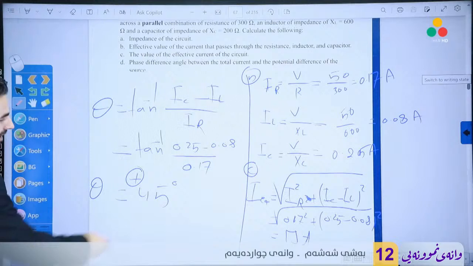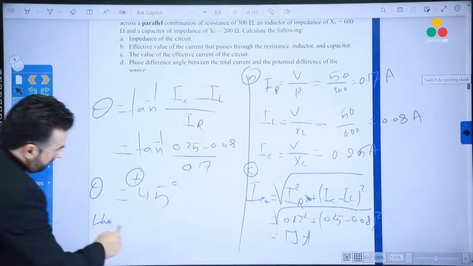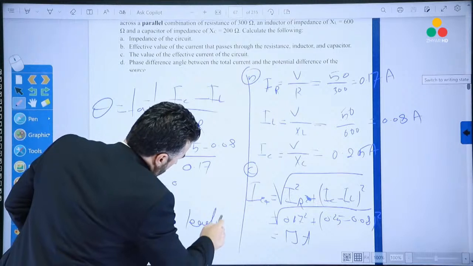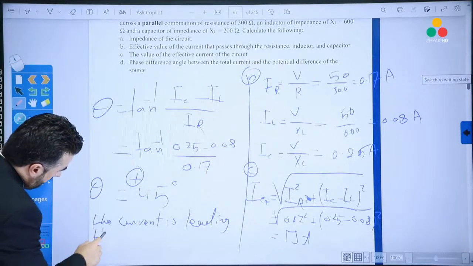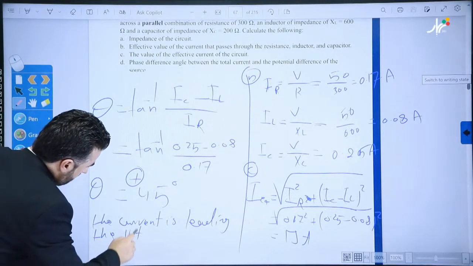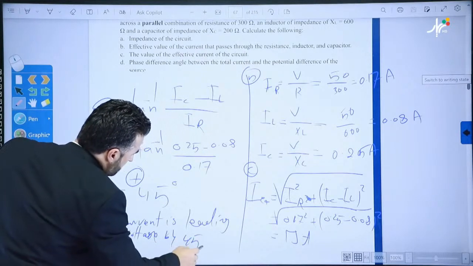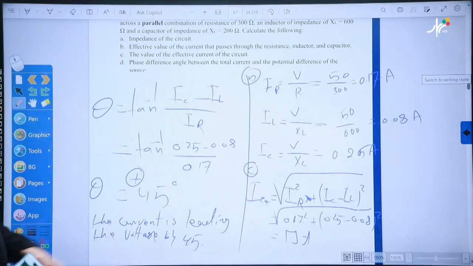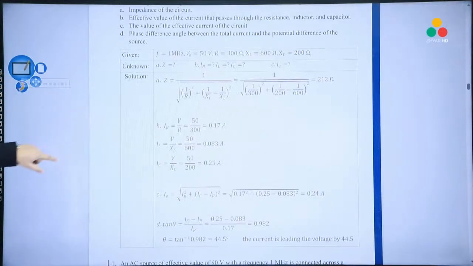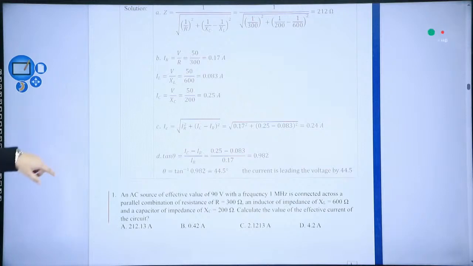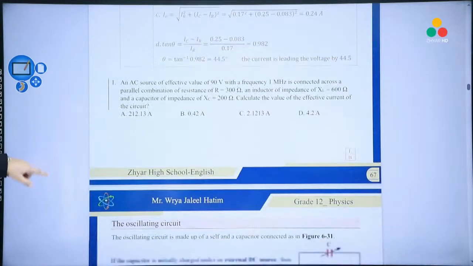Okay, so we can say the current is leading the voltage by 45 degrees. Now I don't have to say positive 45 again, because leading itself means positive, and that is basically how you can do it. Yeah, you can get 44 by rounding, but of course you can get 45 altogether.